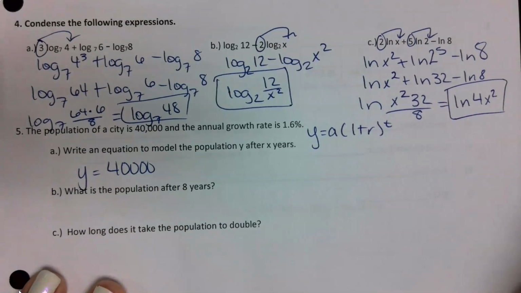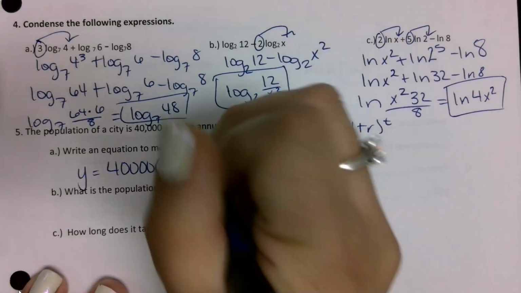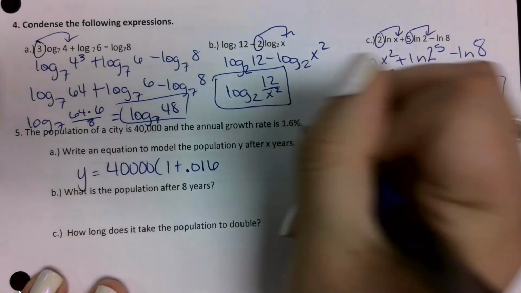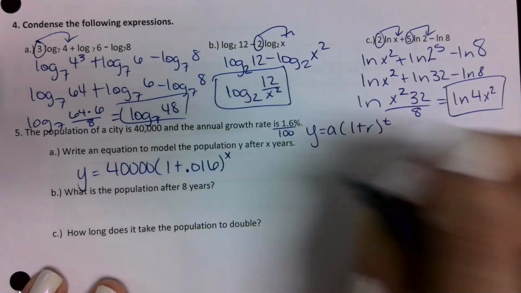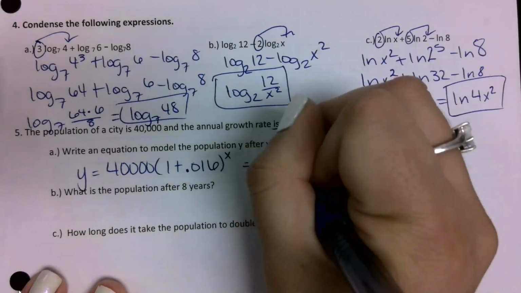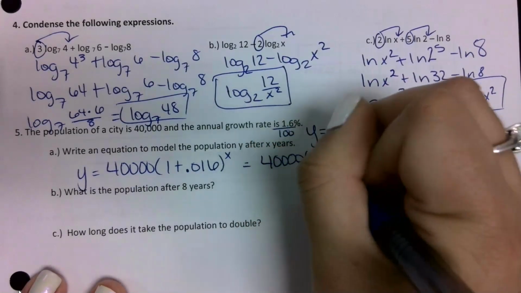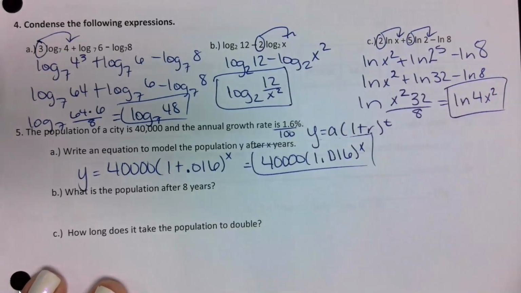So this one's telling me to use y and x. So 1 plus 0.016 because I take my rate and divide by 100. And then instead of t, it wants x. I think on Canvas it's going to want you to simplify this just a little bit. So I'm going to have 40,000 times 1.016 to the x is what it's going to be looking for.